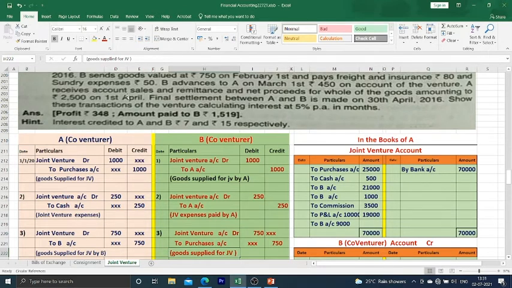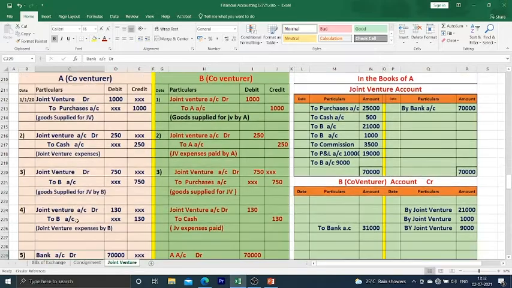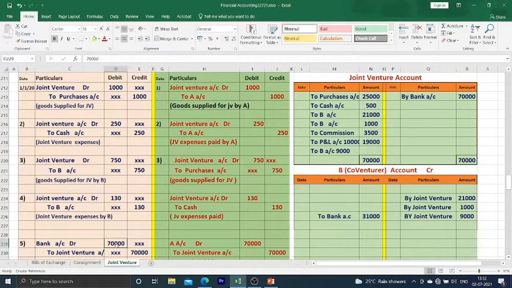A receives account sales and remittances and net proceeds for the whole of the goods amounting to 2,500. This transaction is in April for sales. Bank account debit to joint venture account 2,500. A account debit to joint venture 2,500. Sales are over.